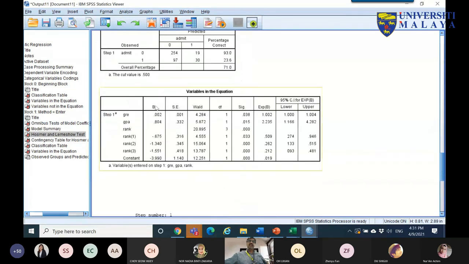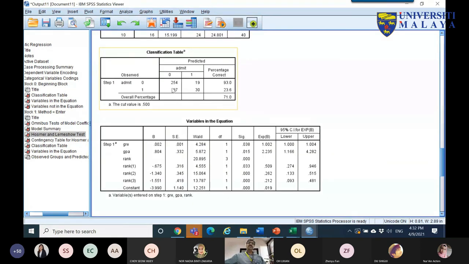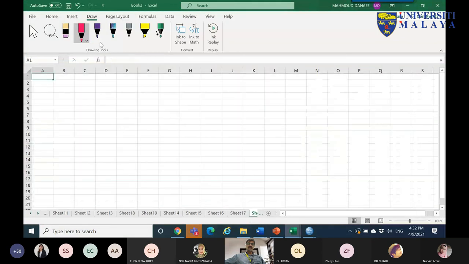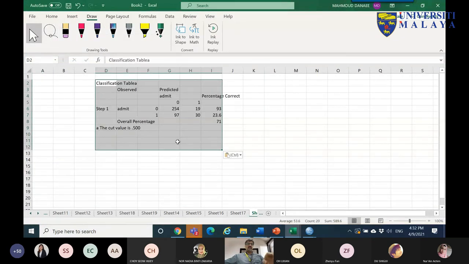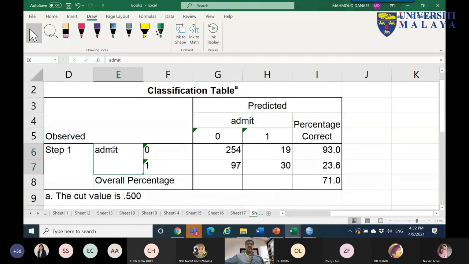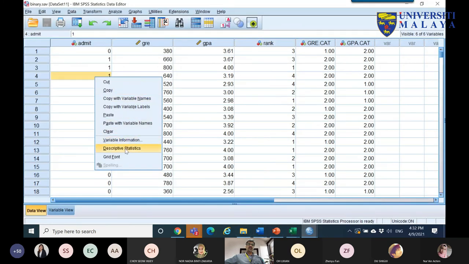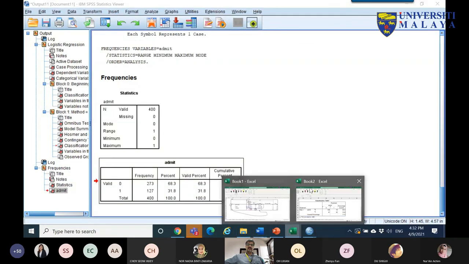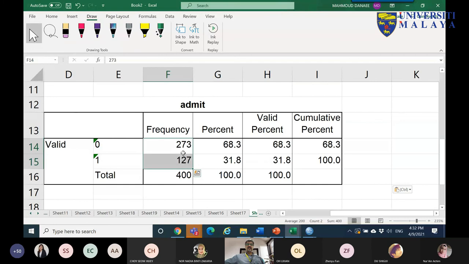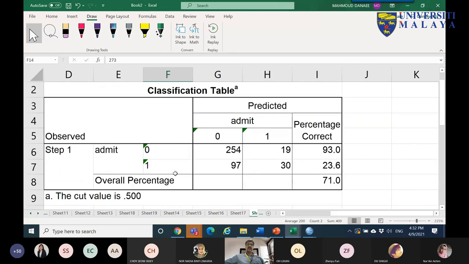Yes. And finally, this table. After entering the variables into the model, this table shows the prediction. If I copy this table into an Excel sheet, as you can see here, in my data, the total number of admissions, let me go back to the data. If I do the frequency analysis, how many people were admitted? 273, and how many of them, 1? So this is the total, right? I just copy these two numbers.